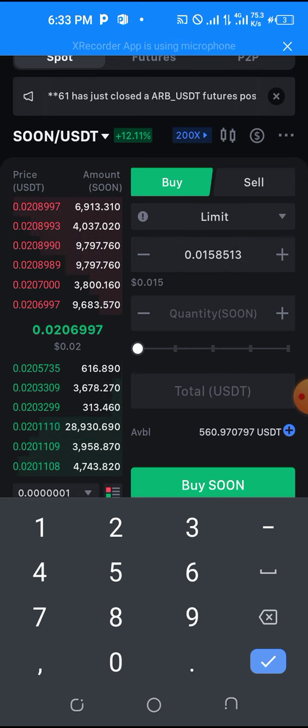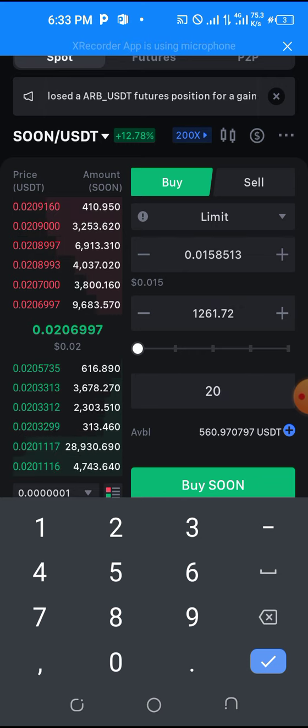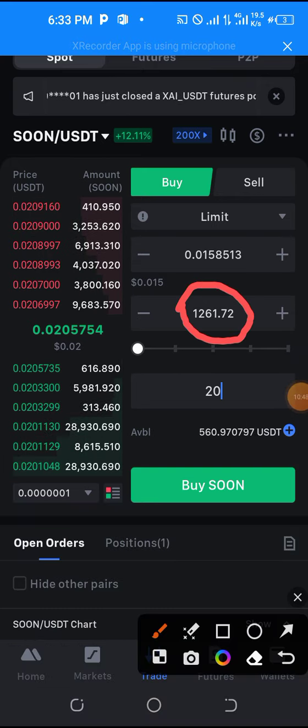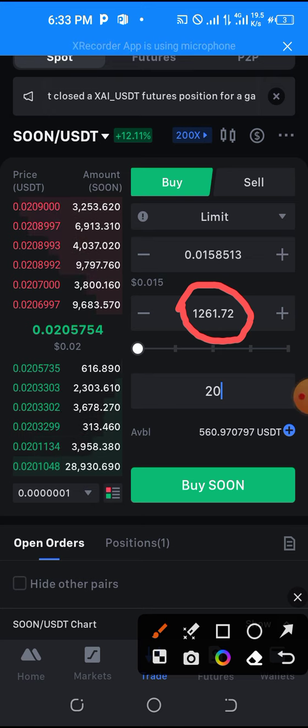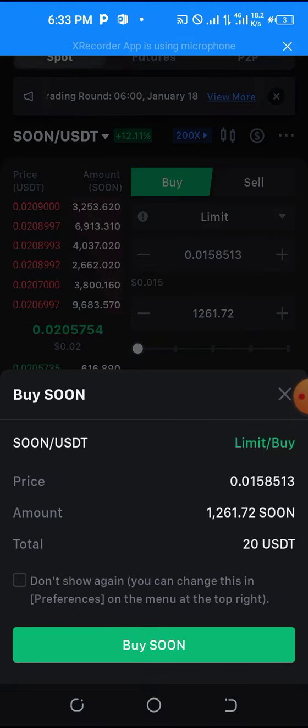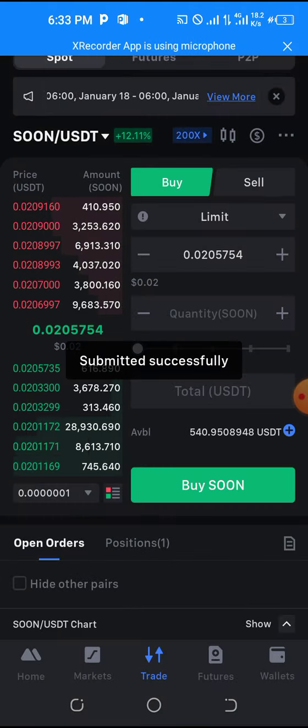Then how much USDT do I want to use to buy? I want to use just $20 USDT. If I'm using $20 USDT to buy, I'm going to get this quantity, 1,261.72 of this token. Yes. So I'll click on buy. It's not going to buy immediately. It's going to wait for it.